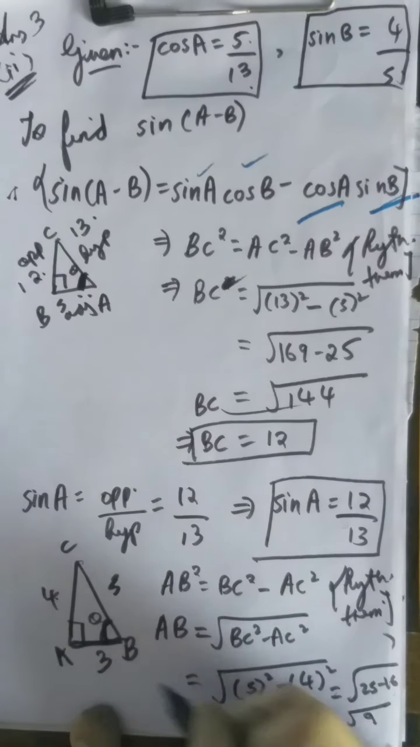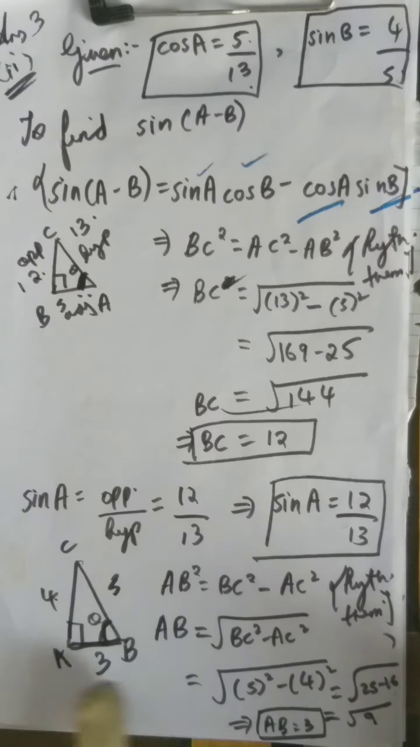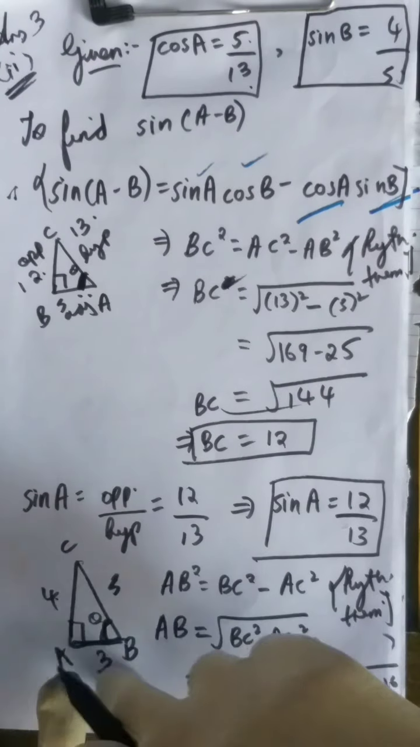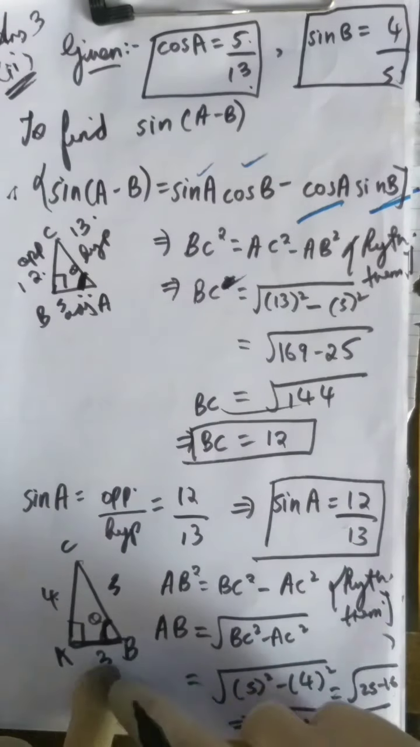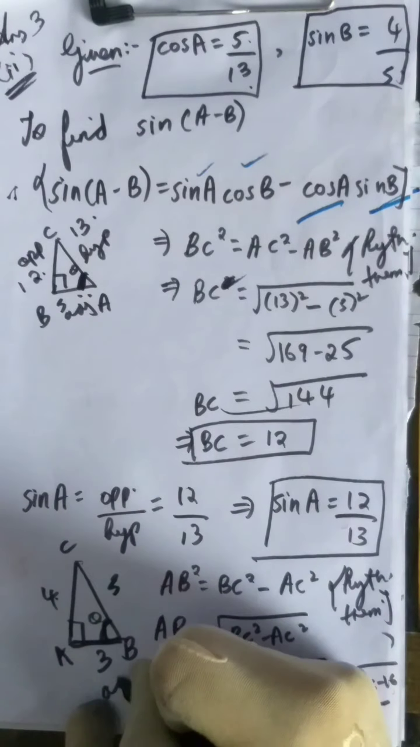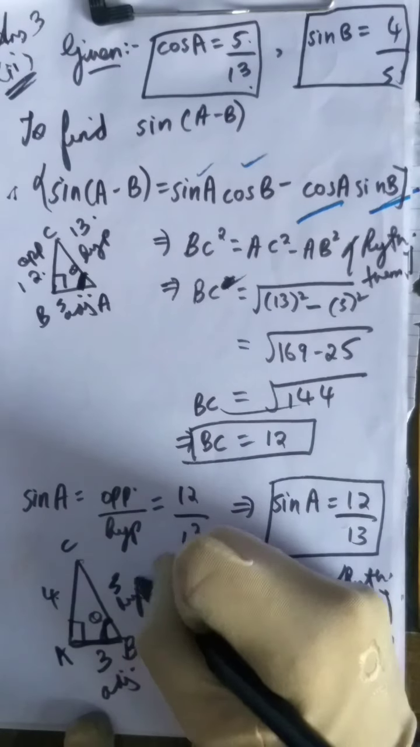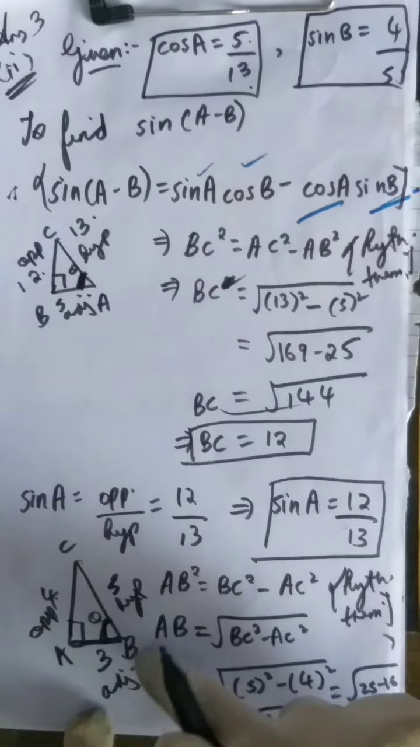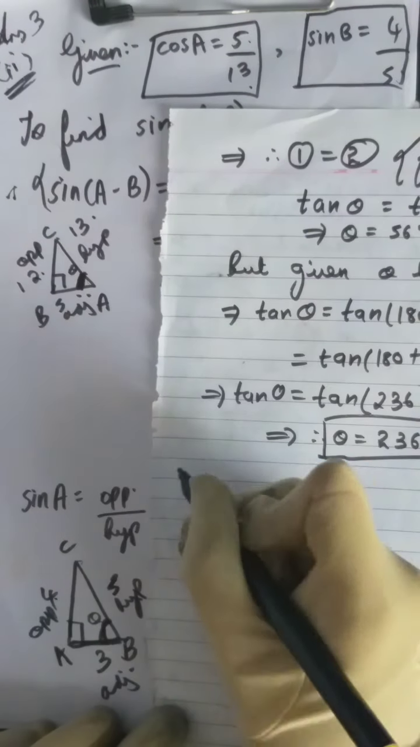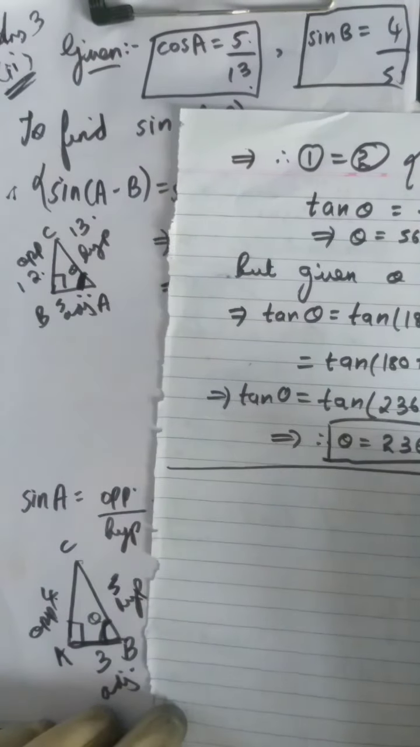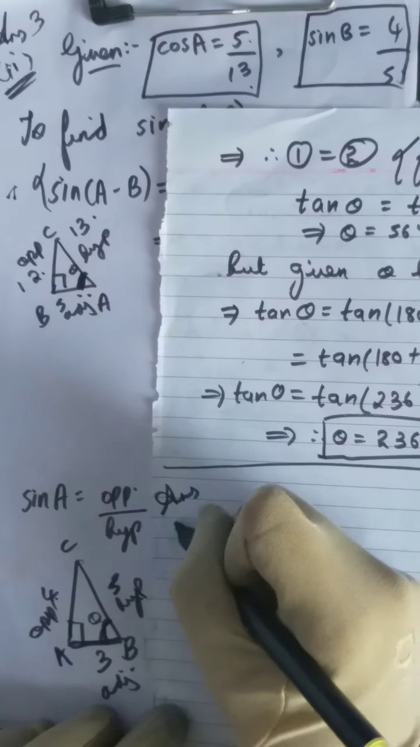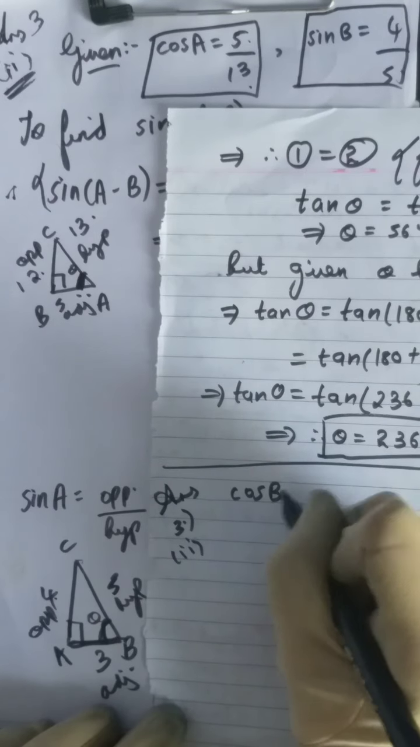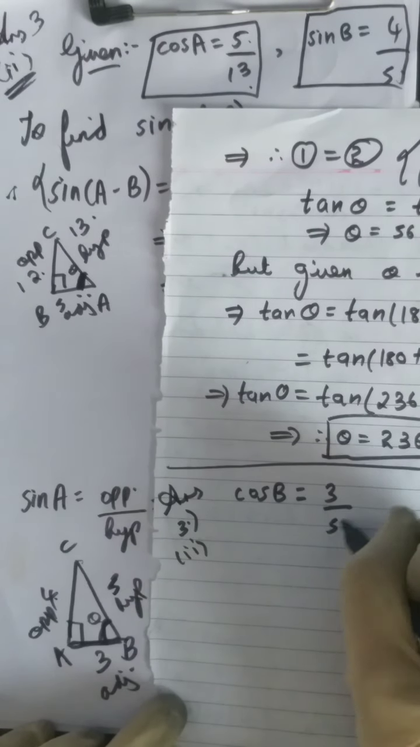So this is 3. Here we have sin B from this triangle, and from this triangle we can get the value of cos B. What is cos B? Adjacent side by hypotenuse side. So adjacent is 3 and hypotenuse is 5. So cos B value is 3 by 5. This is the answer to the second part. Okay, cos B we got as 3 by 5.